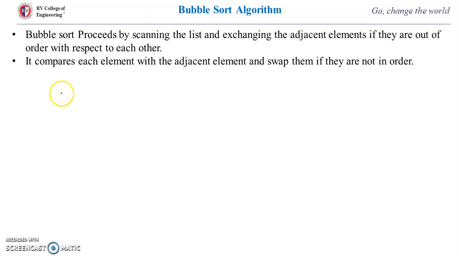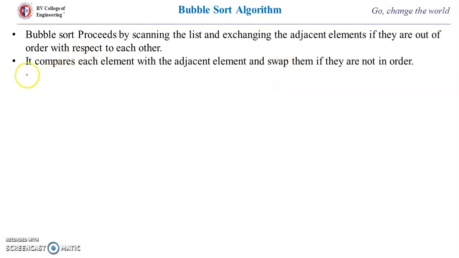In this video lecture, I will be explaining the bubble sort algorithm. So what is the bubble sort algorithm? Bubble sort proceeds by scanning the list and exchanging the adjacent elements if they are out of order with respect to each other. It compares each element with the adjacent element and swaps them if they are not in order.